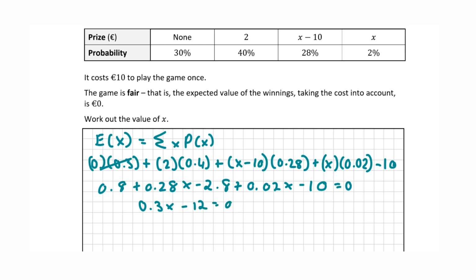So letters to one side, numbers to the other. That'll be 0.3x is equal to 12. So x will be equal to 12 all over 0.3, which will be equal to 40. So that's your answer to the first part of the question. And to get that answer, you get a total of 10 marks.